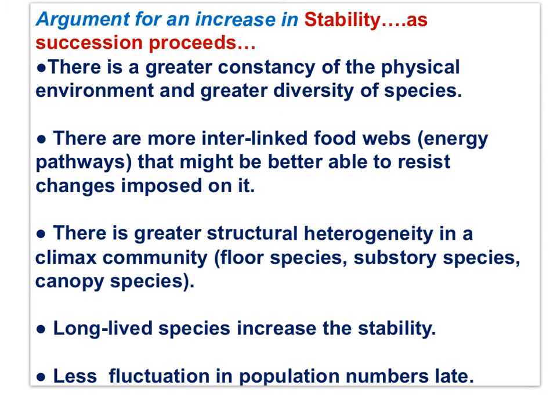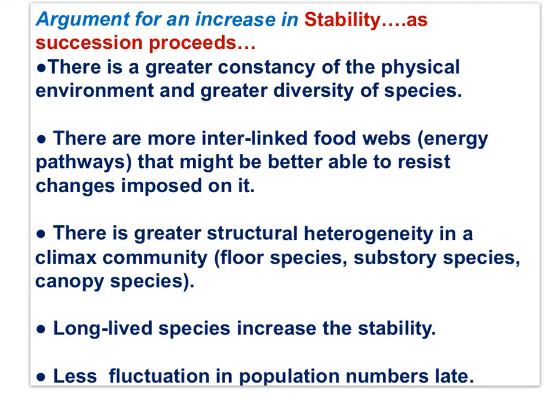So, with a focus on how succession is related to stability and diversity, here's an argument for an increase in stability as succession proceeds. One, there's a greater constancy of the physical environment and greater diversity of species in late succession. There are more interlinked food webs that might be better able to resist changes late in succession. There is greater structural heterogeneity in a climax community. Again, late succession. We have floor species, substory species, and canopy species.